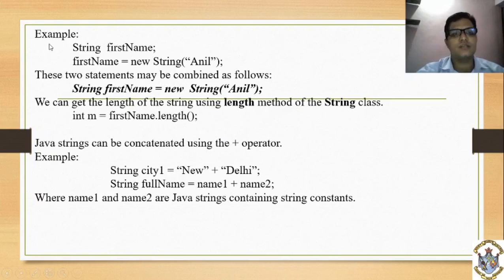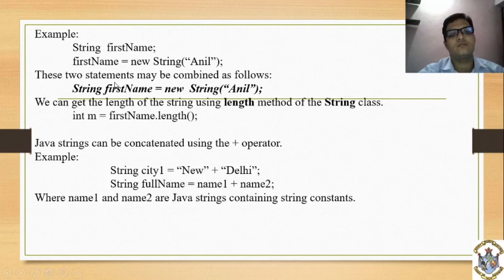Now please observe here, String first name as an example. Here we are declaring the string variable first name as a String. In first name you are creating, and what value are you passing? Anil. How do you pass this Anil? Within double quotation. These two statements can be written within one single statement. This is called instantiation. String first name is equal to new String of Anil. Then you are creating first name as an object of the String data type. It is not just a variable now. Well, it is a variable, but this variable is turning into an object.